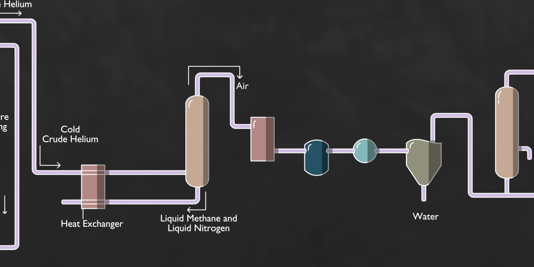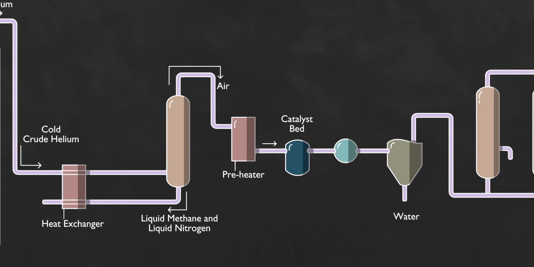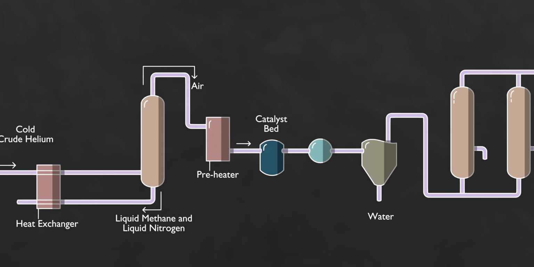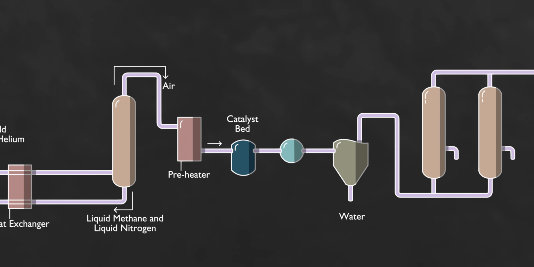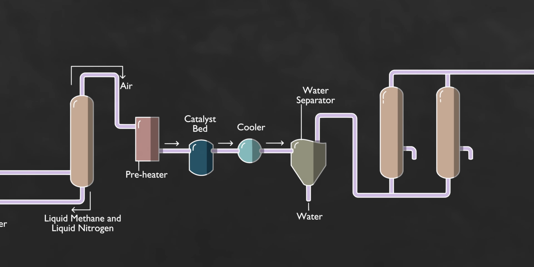Step 9. Air is added to the gas mixture to provide oxygen. The gas is warmed in a preheater and then it passes over a catalyst, which causes most of the hydrogen in the mixture to react with the oxygen in the air and form water vapor. The gas is then cooled and the water vapor condenses and is drained off.